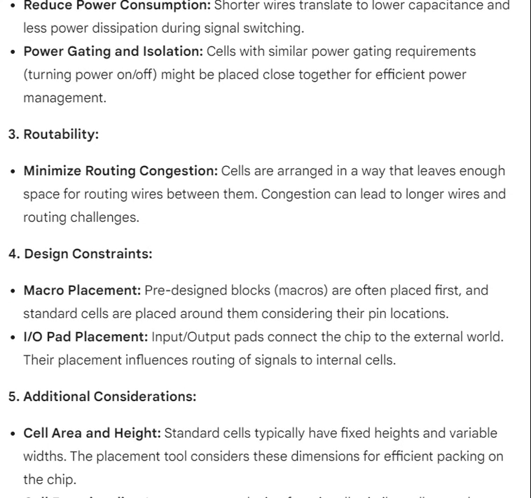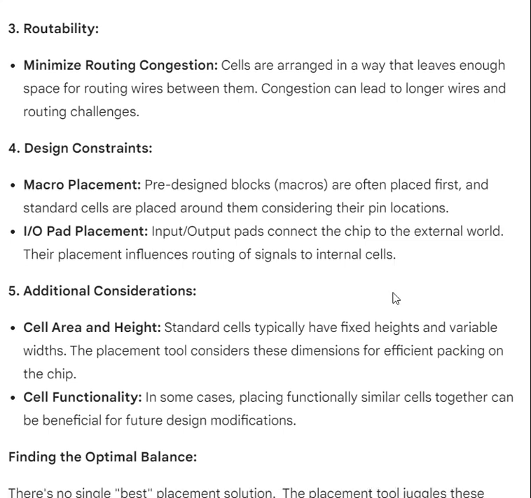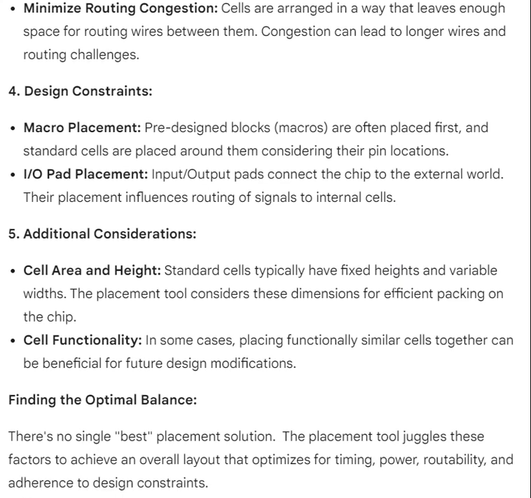Minimize routing congestion. Cells are arranged in a way that leaves enough space for routing wires between them. Congestion can lead to longer wires and routing challenges. 4. Design constraints. Macro placement. Pre-designed blocks, macros, are often placed first, and standard cells are placed around them considering their pin locations. I/O pad placement. Input-output pads connect the chip to the external world. Their placement influences routing of signals to internal cells.